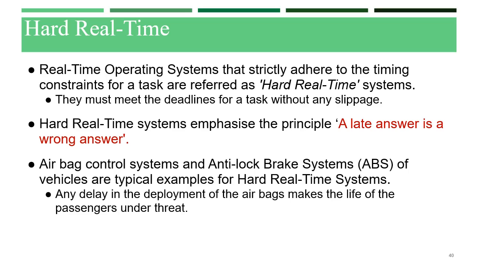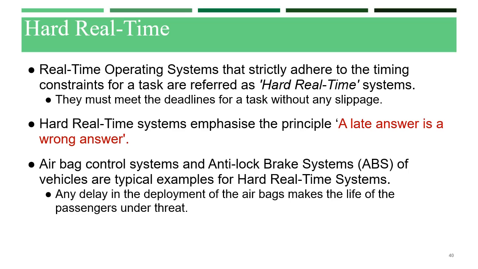Hard real time. Real time operating systems that strictly adhere to the timing constraints for a task are referred to as hard real time systems. A hard real time system must meet the deadlines for a task without any slippage. That means without missing any deadlines, it has to complete the task. Missing any deadline may produce harmful results for hard real-time systems, including permanent data loss and irrecoverable damages to the system or users. Hard real-time systems emphasize the principle: a late answer is a wrong answer.